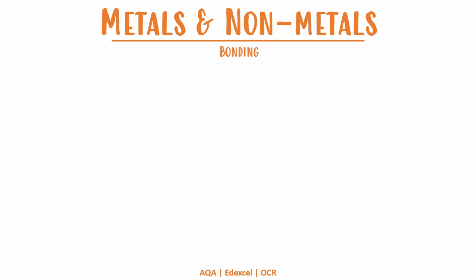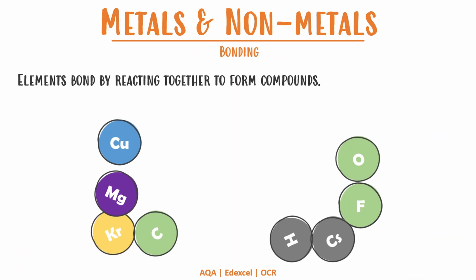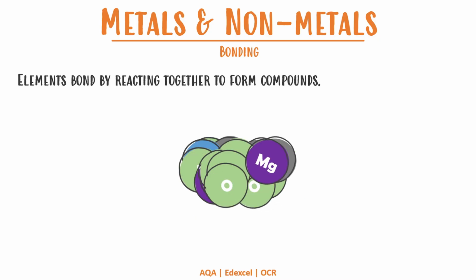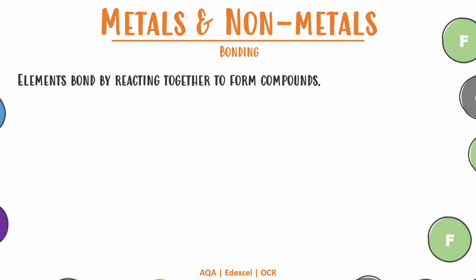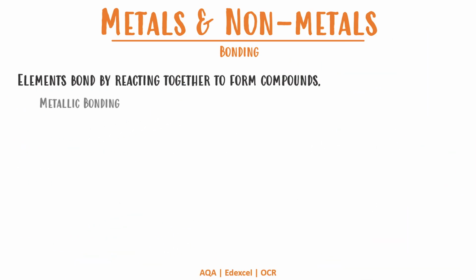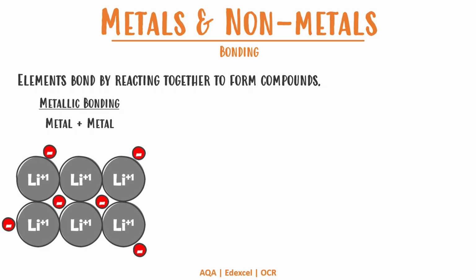Now, in terms of bonding, our elements are just going to rearrange themselves in various different compounds by bonding together. And you can make a variety of different compounds by doing this. And there are 3 main types of bonding. Our first one is metallic bonding. And as the name suggests, this only occurs when atoms of metals join together. This one is an example of lithium here.